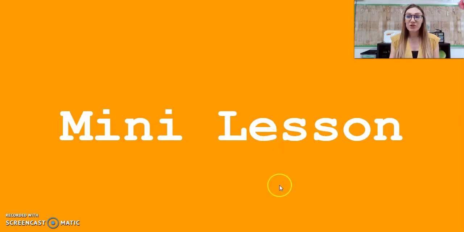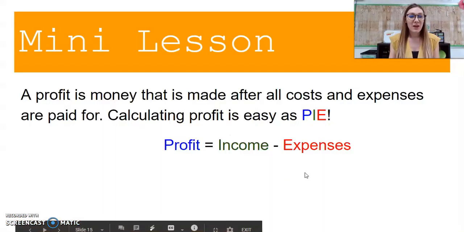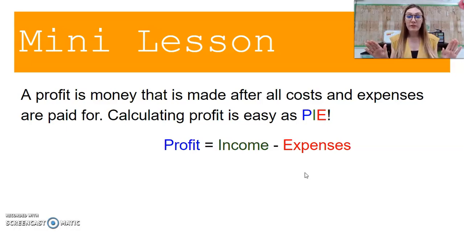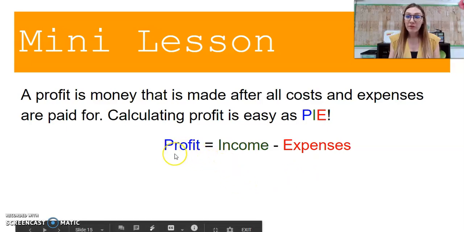All right, let's go ahead and jump into our mini lesson for today. So a profit is money that is made after all costs and expenses are paid for. Calculating profit is easy as pie. So P in pie stands for profit. This is the money that's going to be left over.